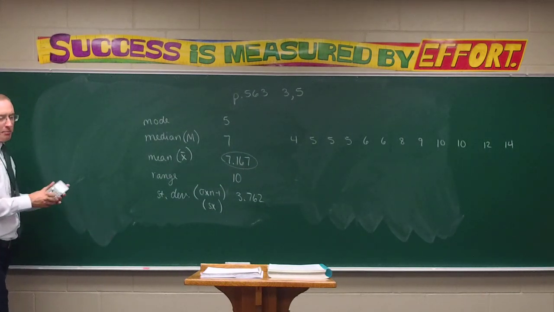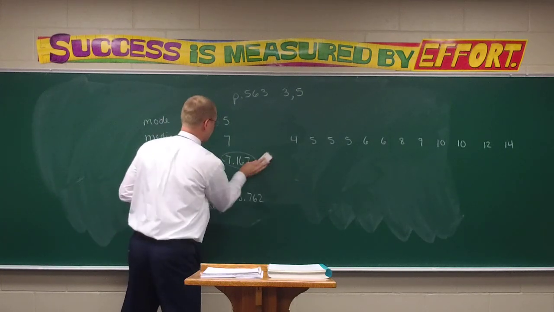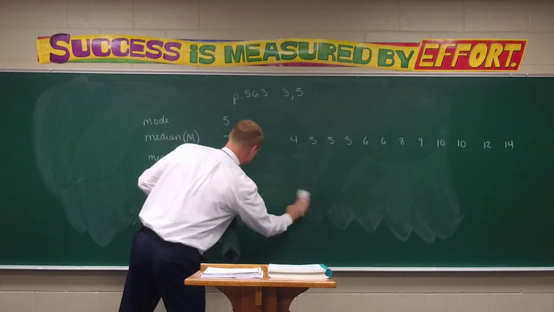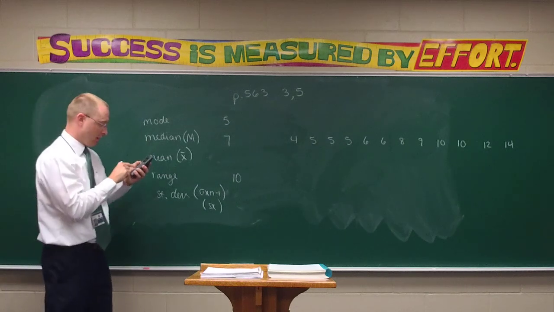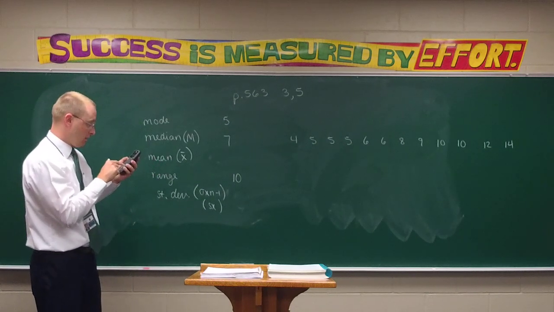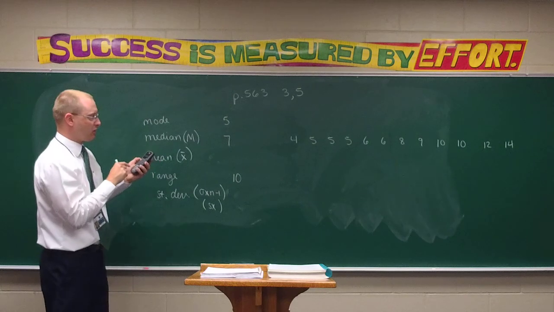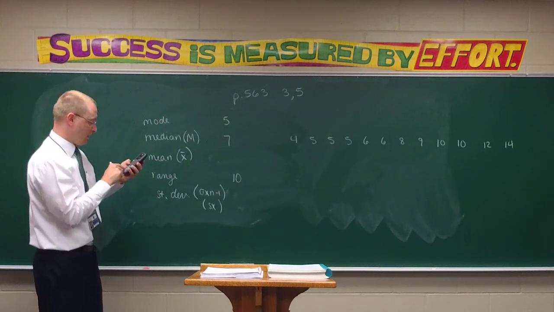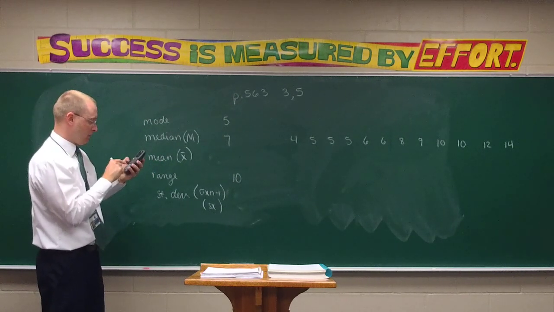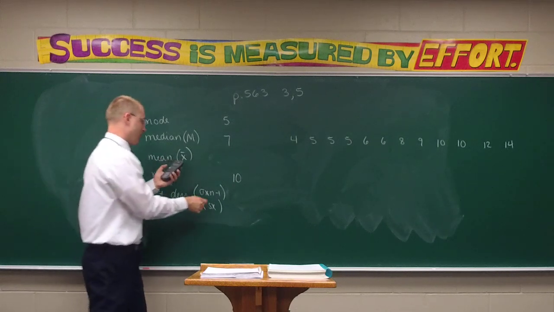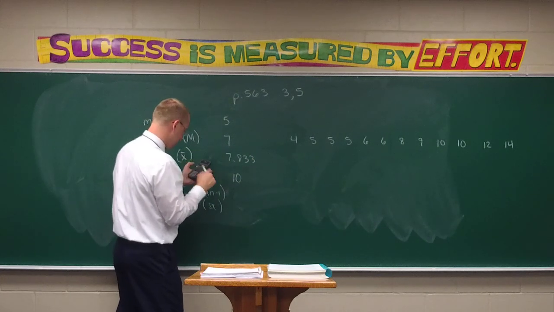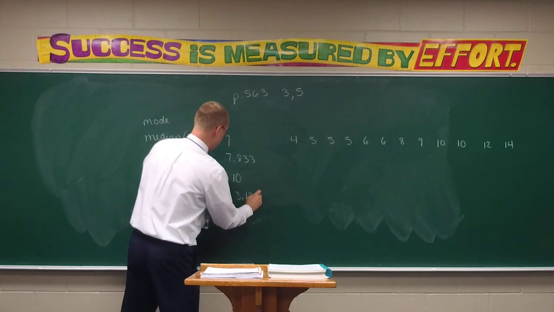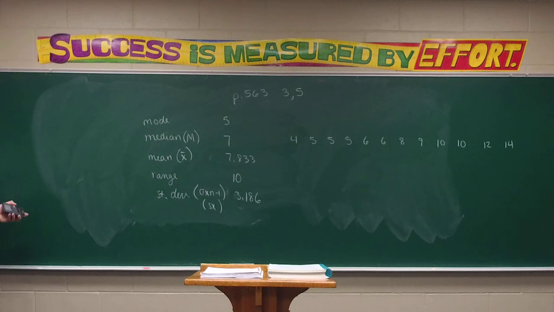Okay, so maybe my numbers are off. And then the number, are you getting different values? 3.186. Yeah. Okay, standard deviation. Let me redo this. 4, 5, 5, 5, 6, 6, 8, 9. Wonder if I just did a keystroke here. 10, 10, 12, 14. I got 7.833 now, and a standard deviation of 3.186. All right, we like that number better.